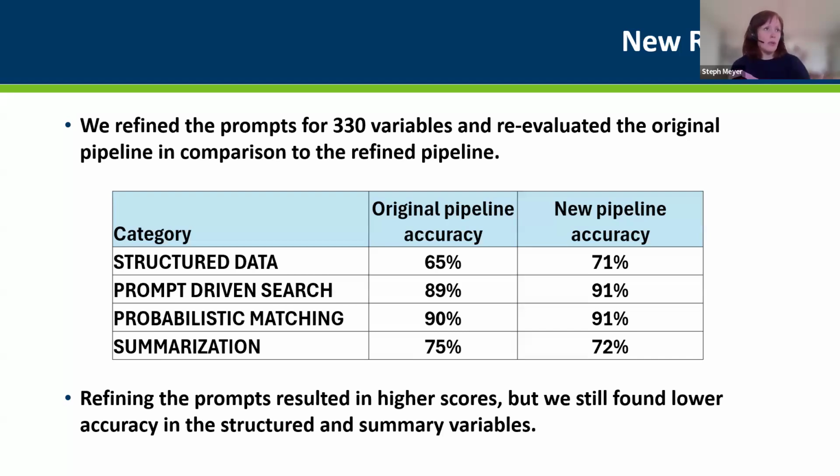So if you look at our original pipeline, we reran it because we also wanted to run it using updated large language models. And then we used those same large language models to run it with our new pipeline with the refined variables. And you can see that refining the prompts did result in higher scores, but we still found some lower accuracy in the structured and summary variables. And just some changes in our output that we wanted to understand a little better.